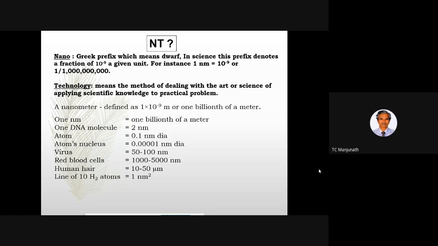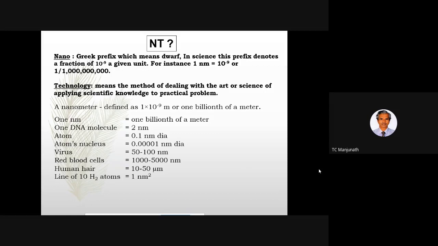Here I have shown you some of the different dimensions of various nanoparticles. For example, a DNA molecule is 2 nanometers, an atom is 1.1 nanometers, and a virus, the RBCs, and the human hair, which is 10 to 15 micrometers, right?